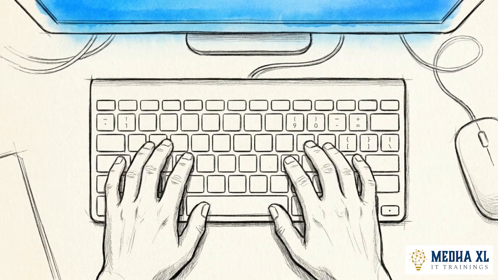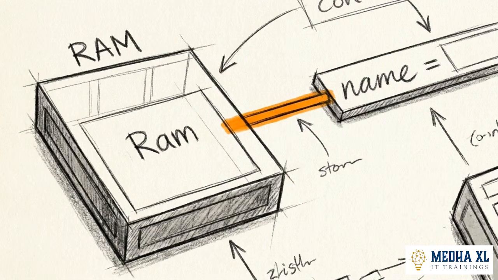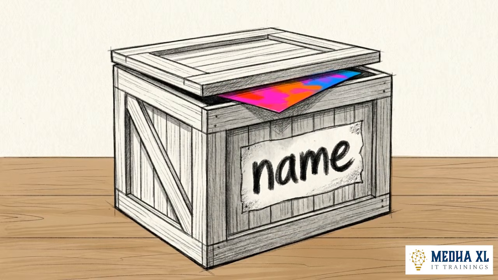Step 1 is asking the user for their name. We do this using Python's built-in input function, which opens a prompt in the terminal for the user to type into. But that text needs a place to live in the computer's memory, so we assign it to a variable. Think of a variable as a labeled container built to store the data we just captured.